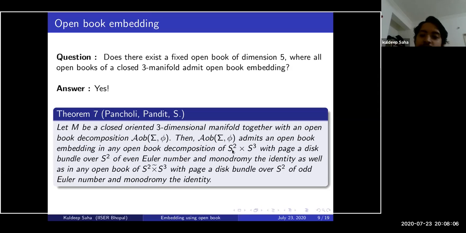And there exists another 4-disk bundle over S^2, called the twisted 4-disk bundle over S^2, and its boundary is denoted by the twisted product of S^2 and S^3. For S^2 × S^3, you can take as page any disk bundle over S^2 which has even Euler number. And for the twisted bundle, you can take as page any disk bundle over S^2 which has odd Euler number. In both cases, you take the monodromy as identity.